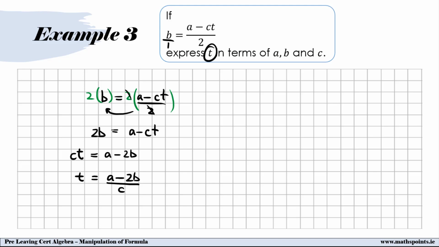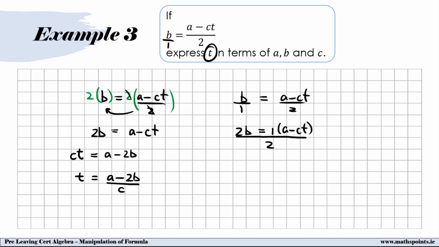So let's just quickly have a look at if we had found a common denominator, because we're actually going to use the common denominator method in the next example. So b over 1 is equal to a minus ct over 2. I'm going to find a common denominator which is the lowest number that 1 and 2 go into, which is 2. 1 goes into 2 2 times, and I need to multiply that by b, equals 2 goes into 2 1 time, and I have to multiply that by a minus ct.